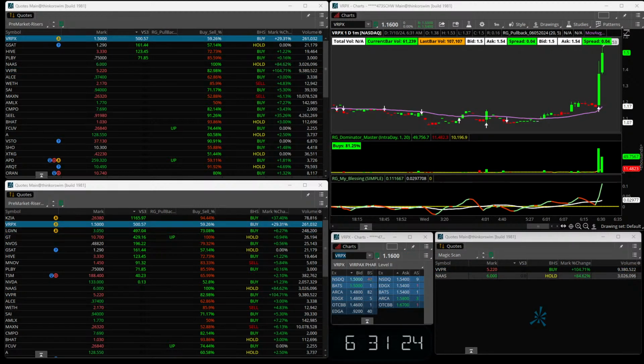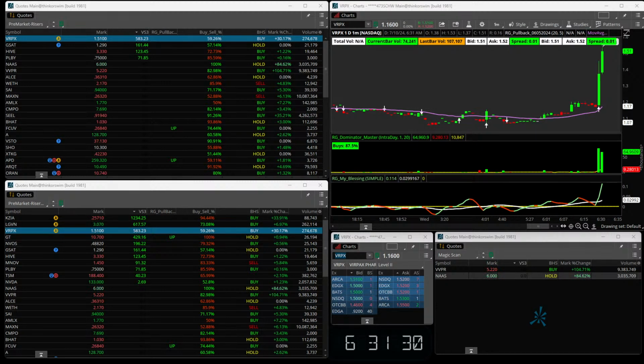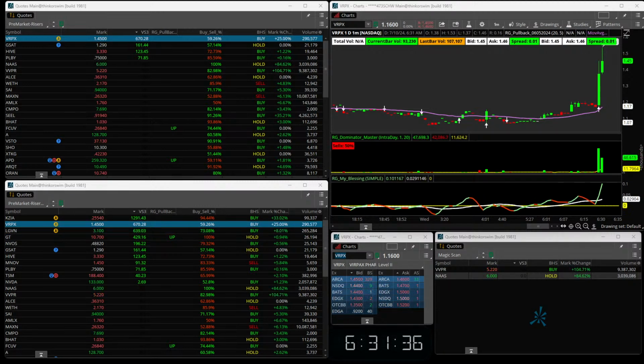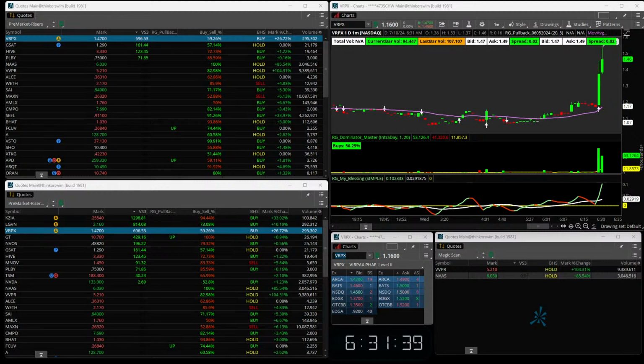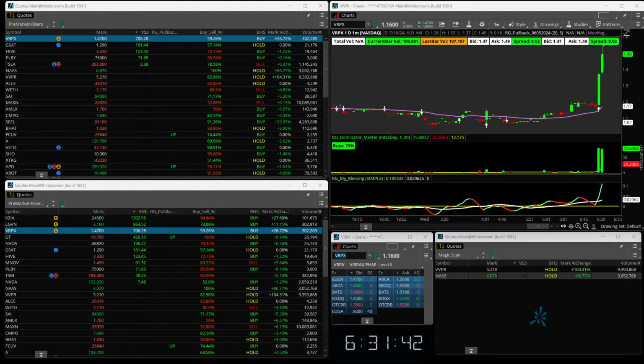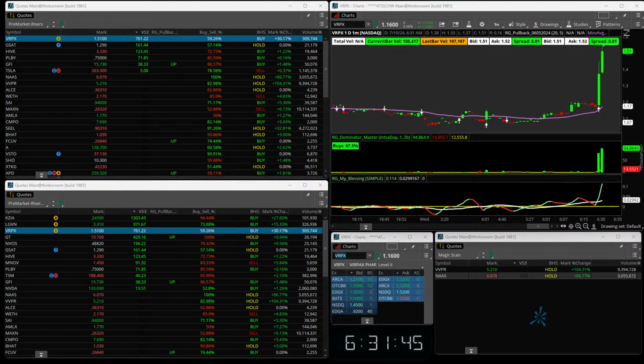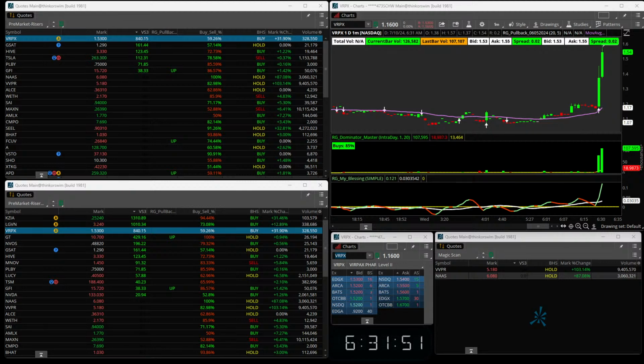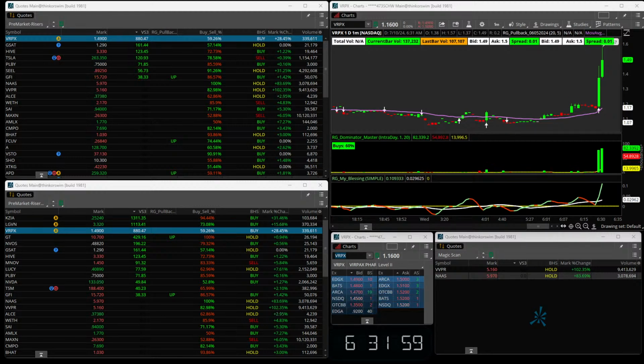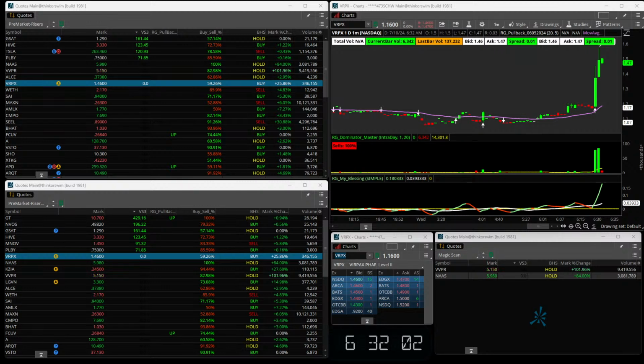Going to move on to VRPX. Cheaper stock, $1.50 range, now pushing up. I was a little late on this one. I was watching the other one. Don't know how far this one will go. This is a green candle chase if you decide to do it. If you are a beginner, don't. That's your warning, beginners. Now pulling back slightly.